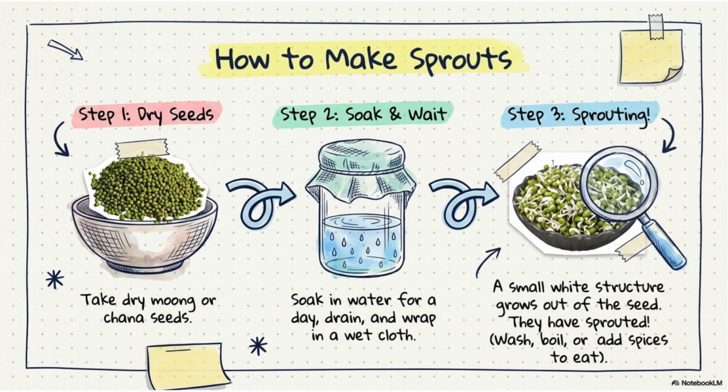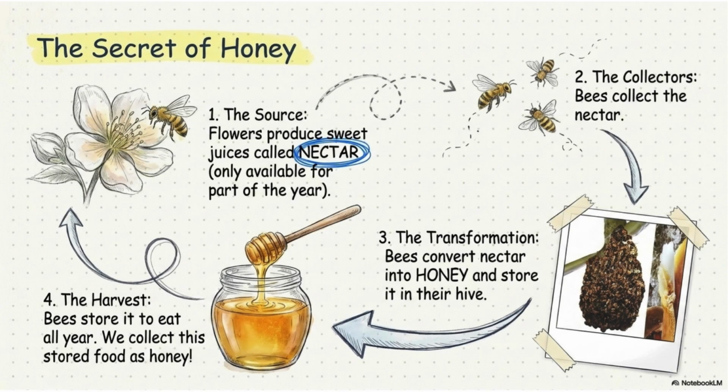Something amazing happens. By the next day, you will see a tiny white structure growing out of the seed. This means the seeds have sprouted. You can wash them, boil them, add some spices, and you have a super healthy, crunchy snack.